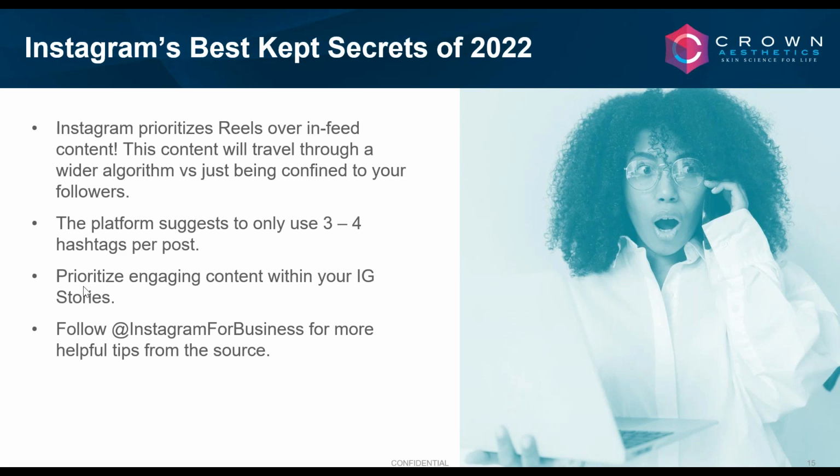And then we want to prioritize engaging content within your Instagram stories. So that means using polls and tappable items within Instagram stories versus just reposting or putting things like flyers into them. And then I always recommend follow Instagram for Business on Instagram for more helpful tips from the source. They post a lot of really great helpful things, and you can take it as the gospel because it's coming from the platform itself.